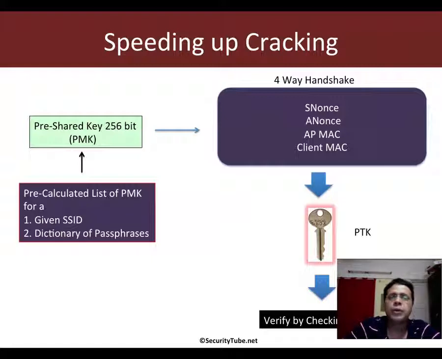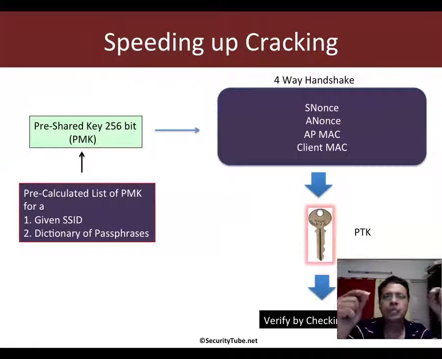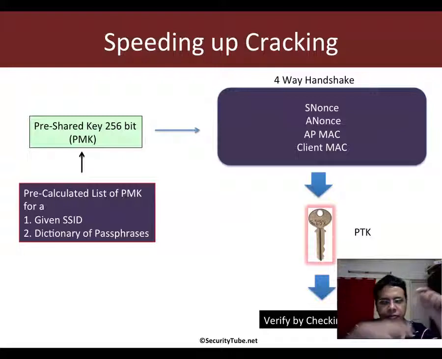So what are we going to do now to speed up cracking? As many of you have already guessed, instead of going through the painstaking approach of taking every passphrase, taking the SSID, having them go through the function to get the PMK, we will pre-calculate all the PMKs for a given SSID and for a list of passphrases. So here is the deal. Let's say you know that your target has an SSID D-Link, and you also suspect that probably they use a very common passphrase.